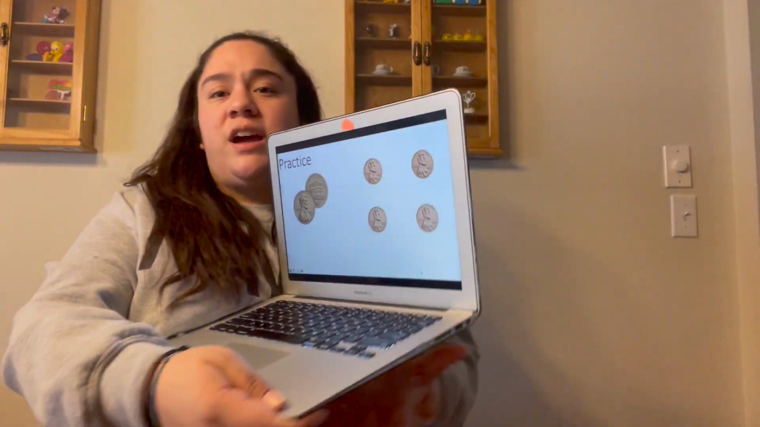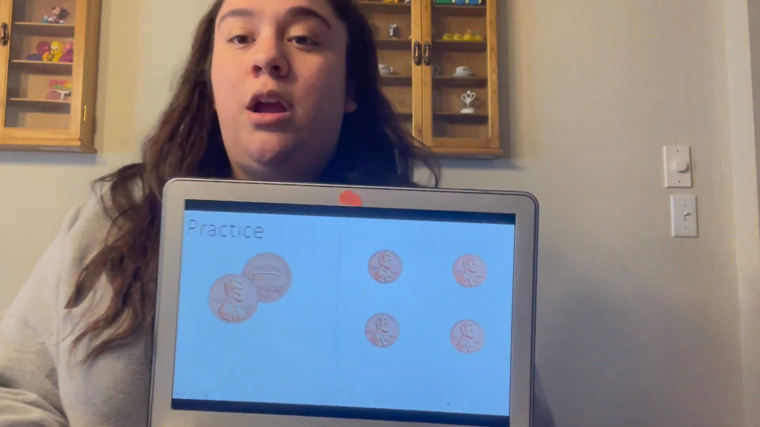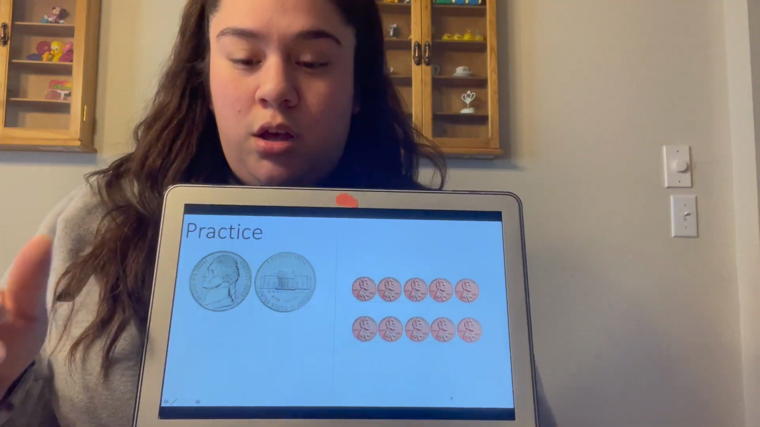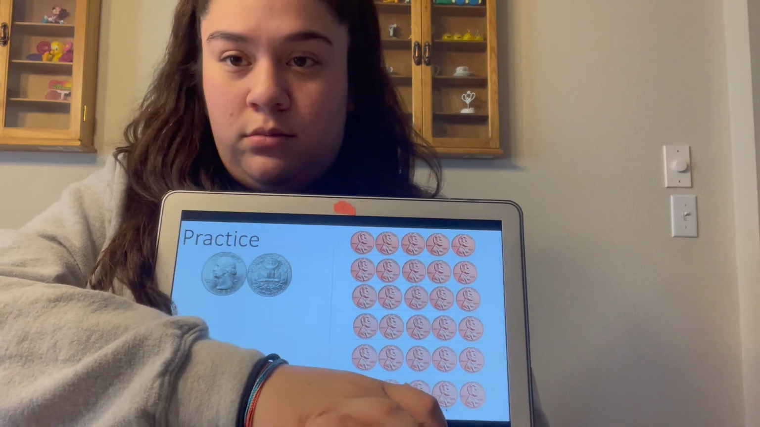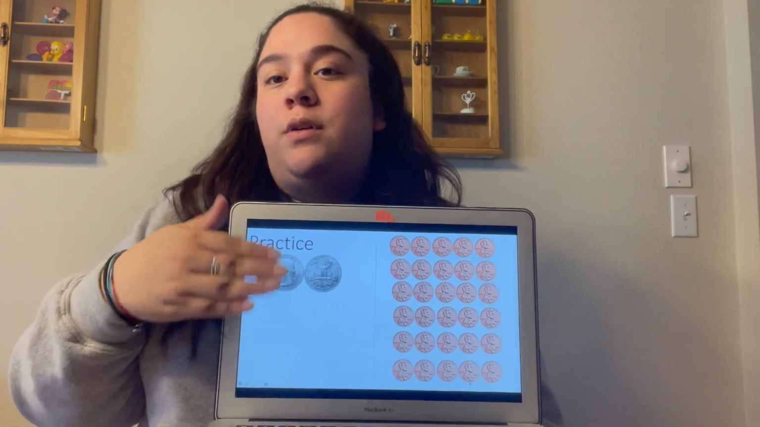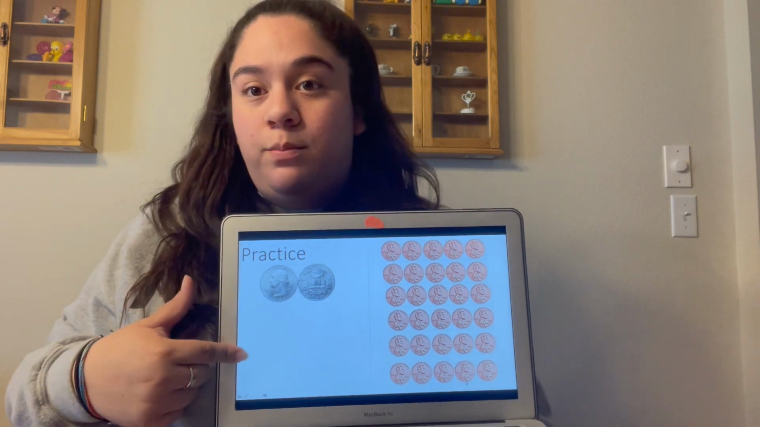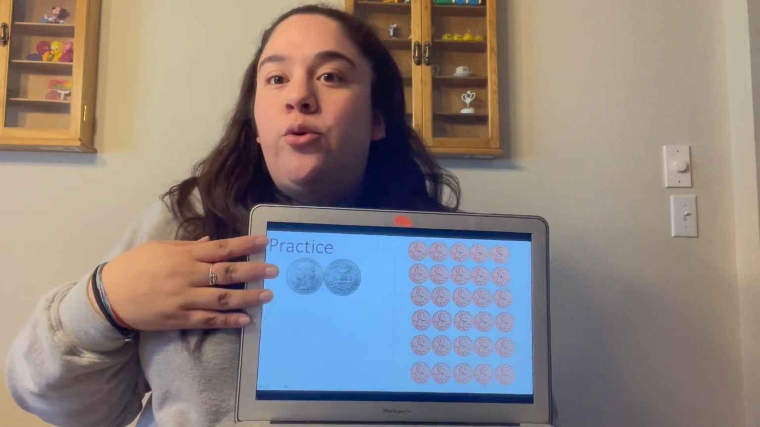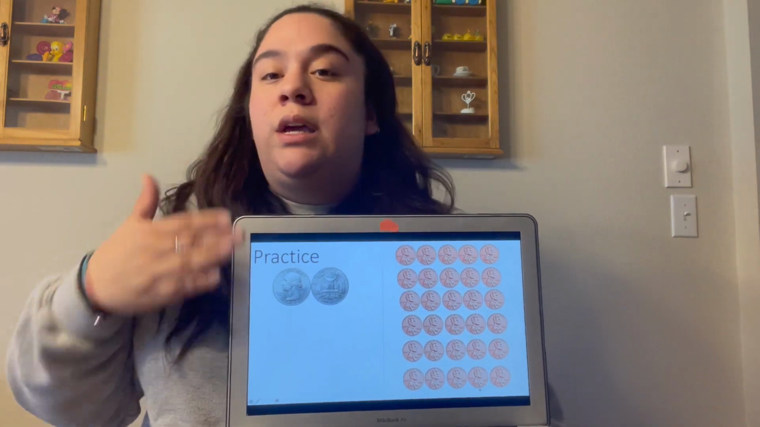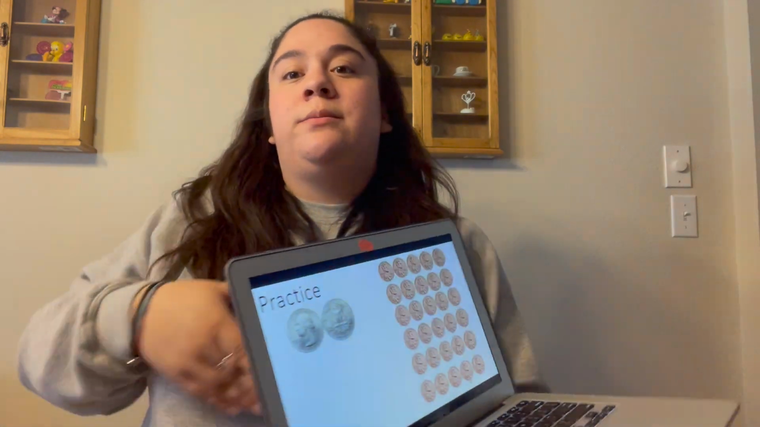After we went over it, I let them do the practice activity again, where they would drag the coins, and we also did different versions. With the quarter, they would put two dimes and then five pennies, or they would do 4 nickels and 5 pennies. They did it all different ways to show that they understood the different ways you could add up to the different coins.